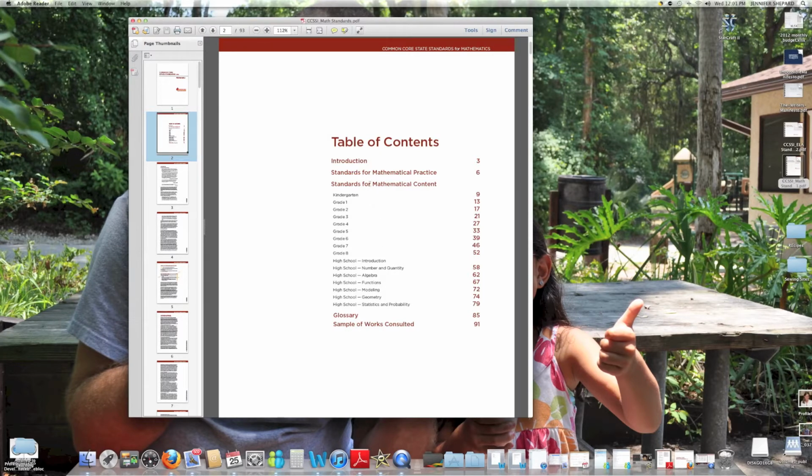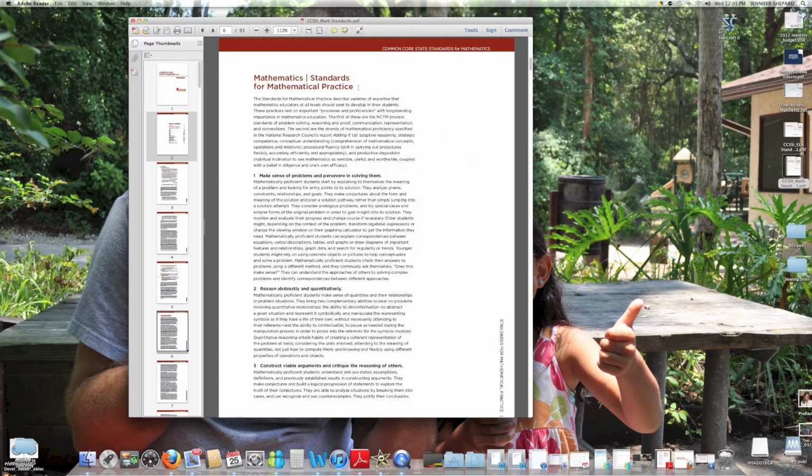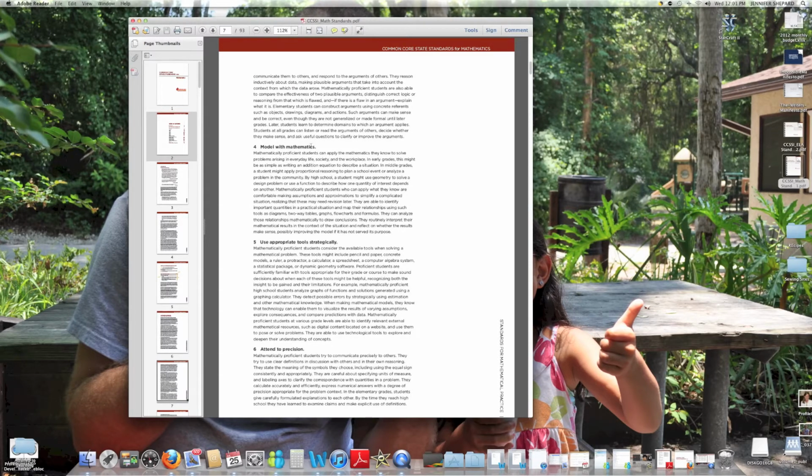So let's take a look first at the standards for mathematical practice. You'll see here that there's a narrative describing each of the 8 standards for mathematical practice. And you'll see the standards here in bold. Standard 1, students will make sense of problems and persevere in solving them. Reason abstractly and quantitatively is Standard 2. Standard 3, construct viable arguments and critique the reasoning of others. You'll see Standard 4 is model with mathematics.